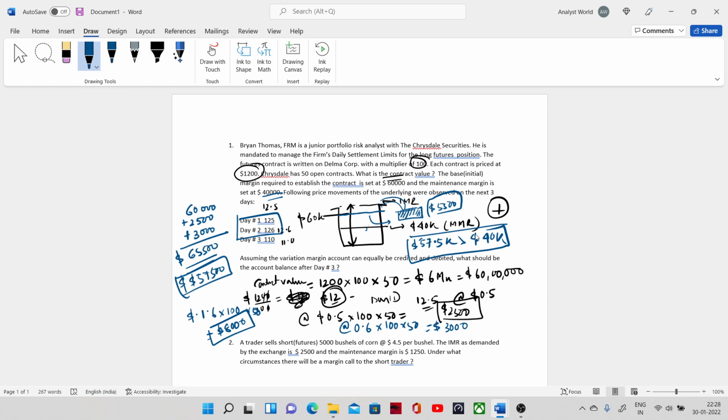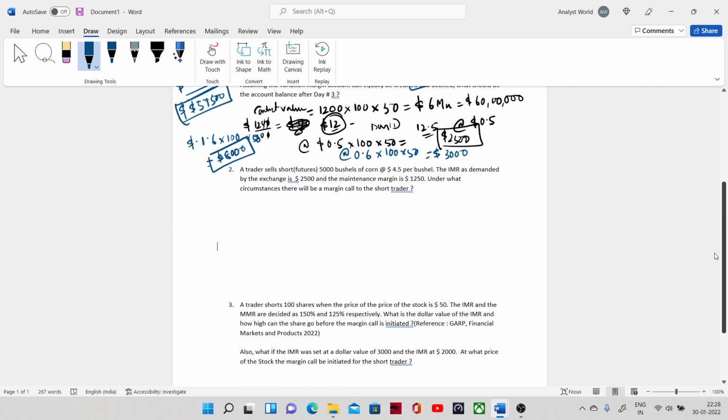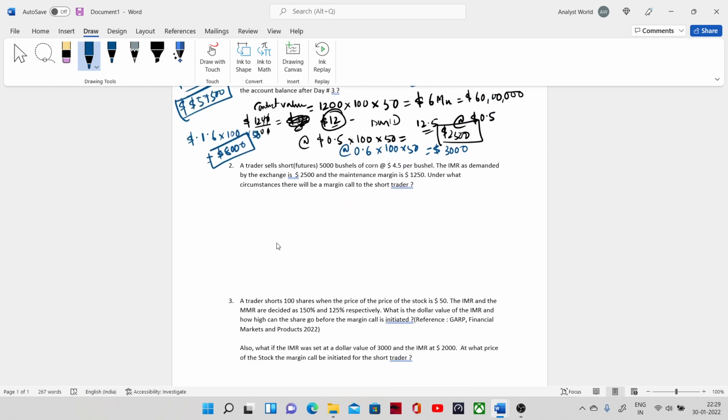So this is what the first problem is all about. So let's move to the second problem. A trader sells short 5,000 bushels of corn at the rate of $4.5 per bushel. The initial margin as demanded by the exchange is 2,500 and the maintenance margin is 1,250. Under what circumstances will there be a margin call to the short trader?